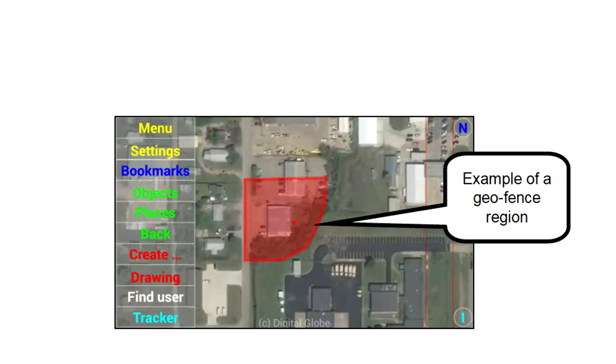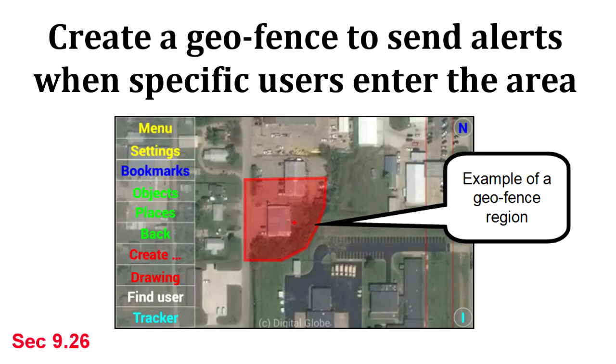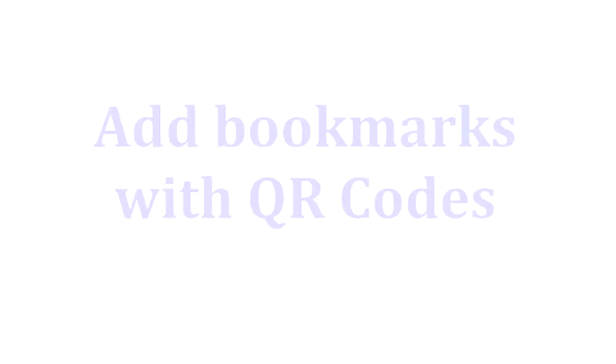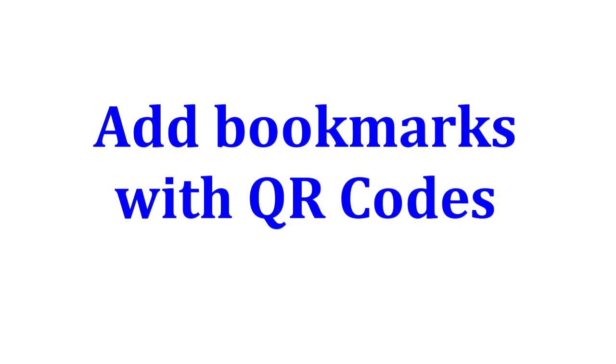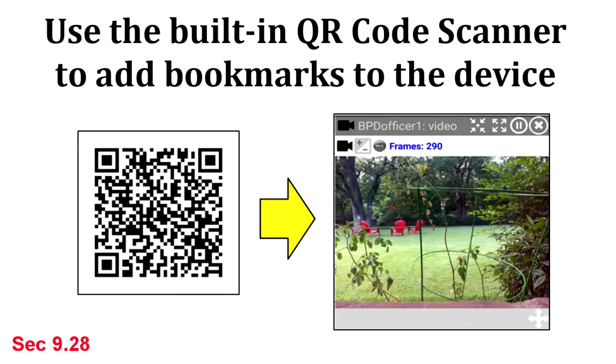Geofence notification alert. You can create a region on the screen, and if people go into or out of that region, it will trigger a notification alert. Add bookmarks with QR codes. You can scan the QR code and it'll add the bookmark automatically.